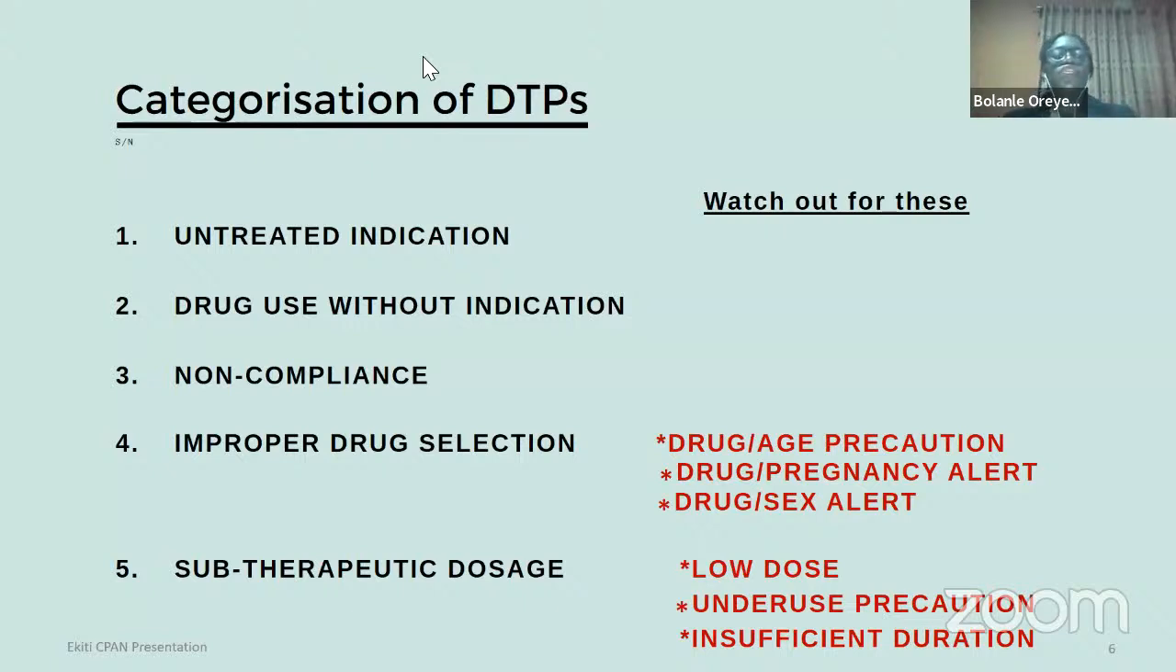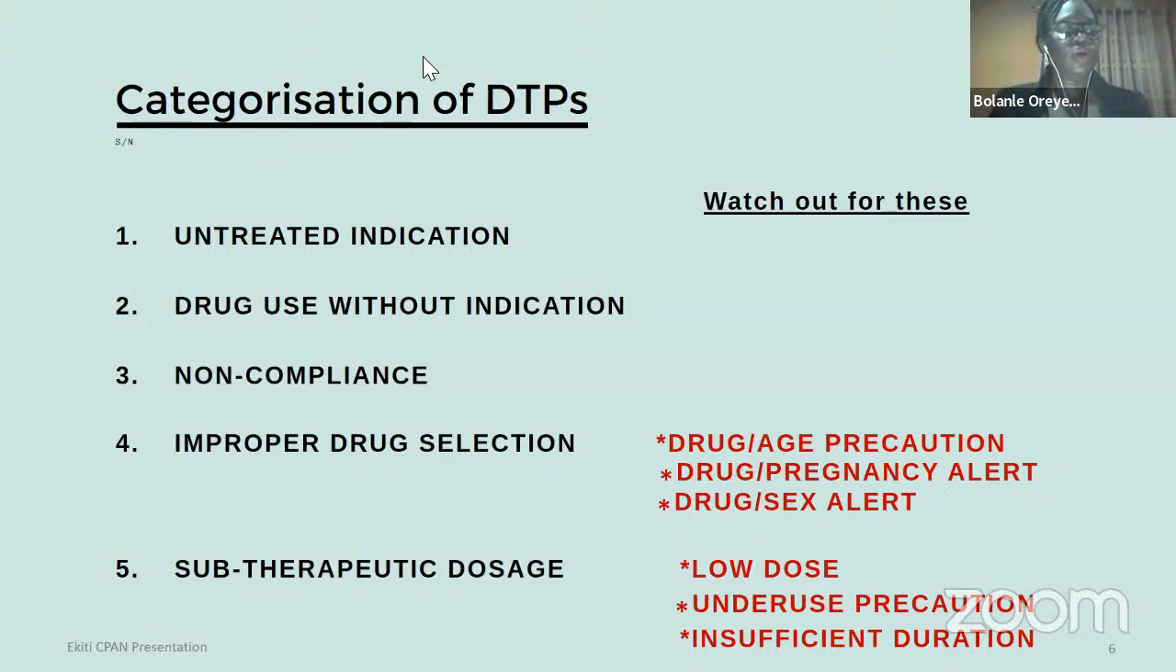Before I continue, you can have a situation whereby there's an indication, that is, the doctor has diagnosed a condition. However, in his prescription, you find out that there is no drug that is targeted at that indication. That is a situation where you have untreated indication. In some other cases, you may also have the physician including a drug, and as a pharmacist, you are wondering why the physician has included that medication in the patient's drugs. That is a clear sense of drug use without indication. You also have non-compliance.